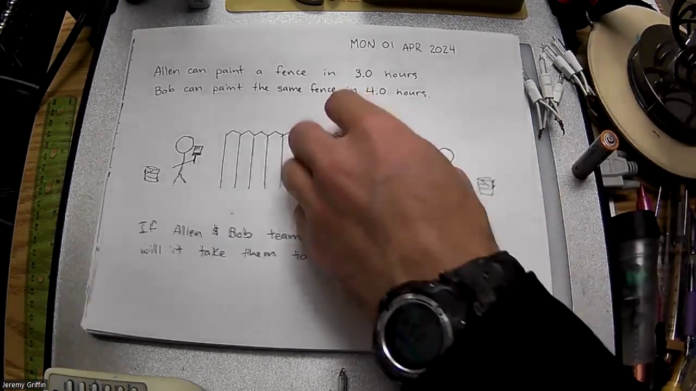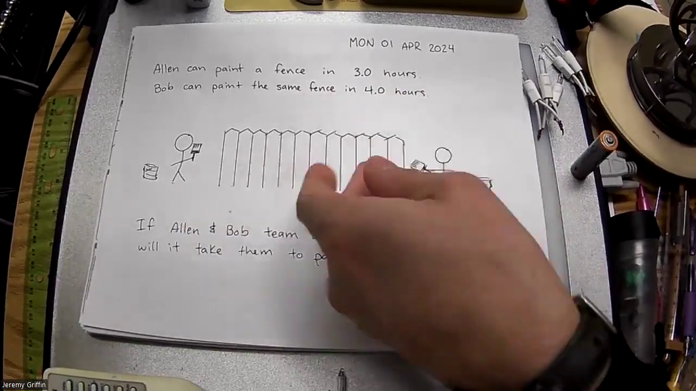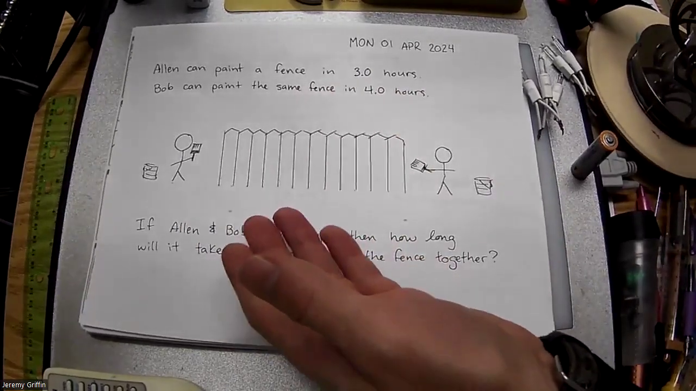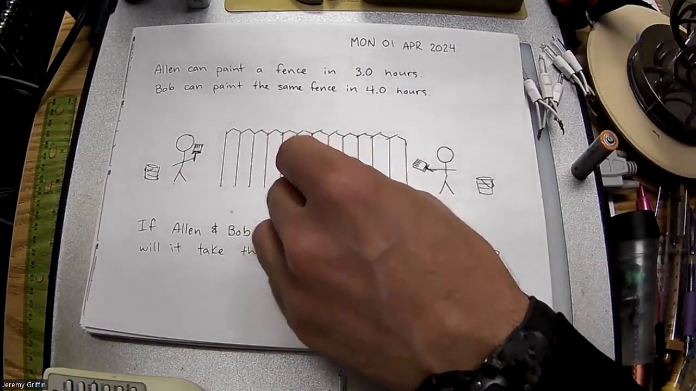How about this? What if it was two Alans? Alan and Alan, so 3 hours and 3 hours, both. How long would it take together to paint a fence? 1.5 hours, right? What if it's Bob and Bob working together? 2 hours, right?